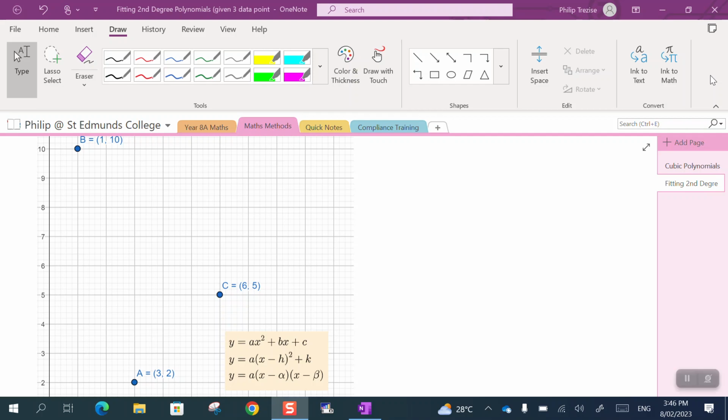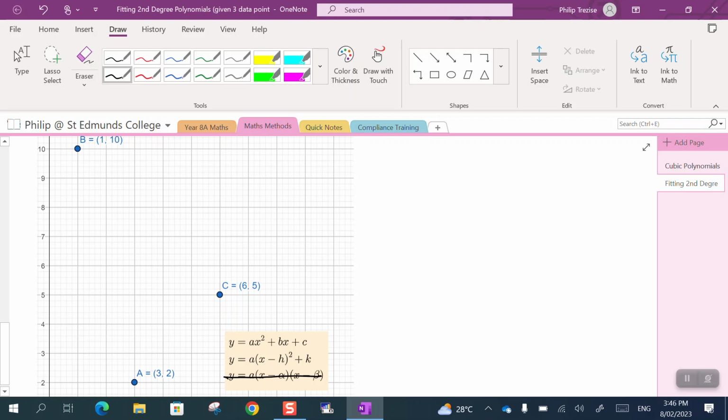Hi again. This time we're going to be fitting a quadratic, and we have three data points given to us on our grid here, A, B and C. None of them are touching the x-axis, so we don't know the roots of the equation. That pretty much rules out the turning point form, or the factored form.